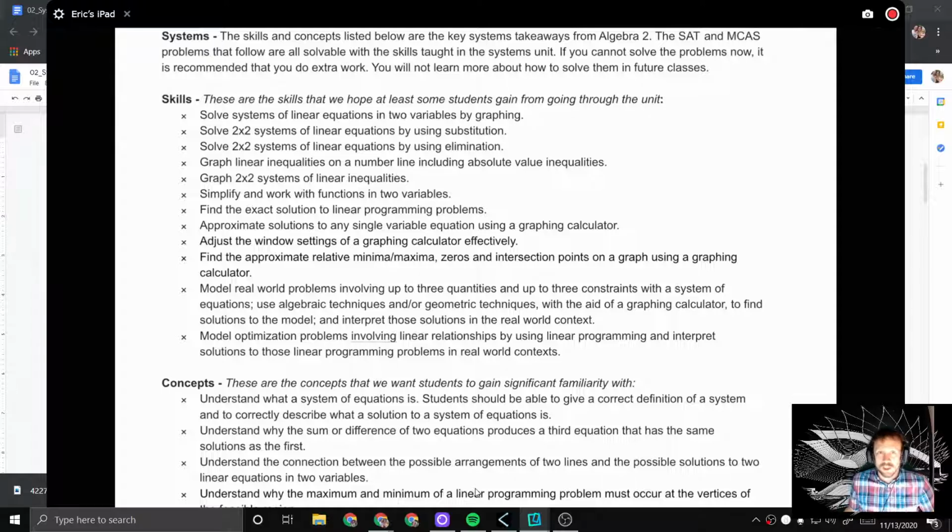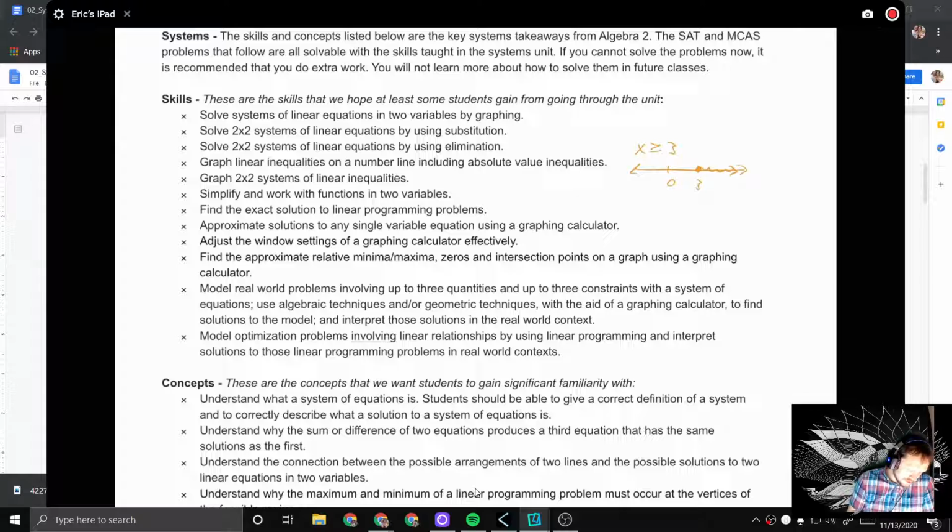Graph linear inequalities on a number line, including absolute value inequalities. Here we've got a number line, and you're going to have a linear inequality. So I want you to be able to graph that accurately. So take things like x greater than or equal to 3, and recognize on a number line that we have 3 here, a solid dot shaded to the right.